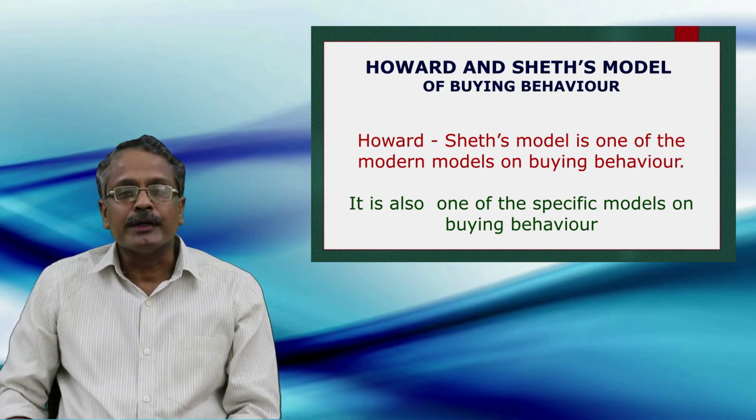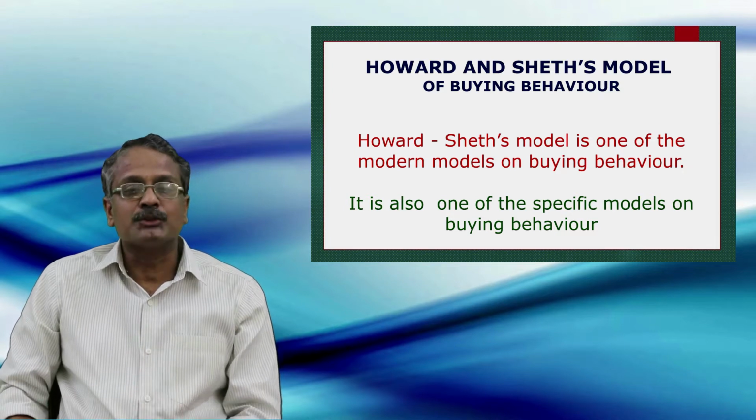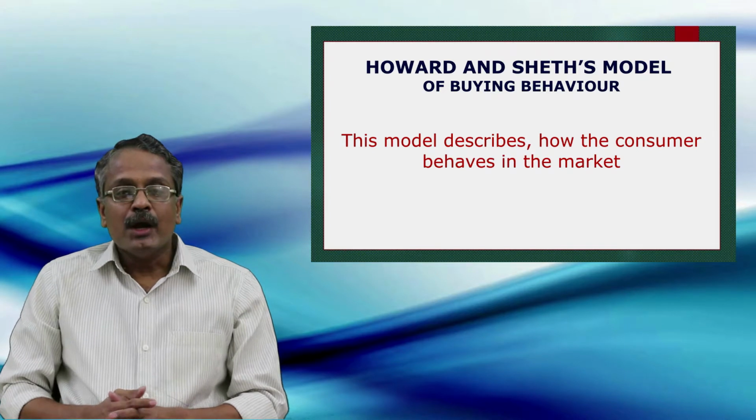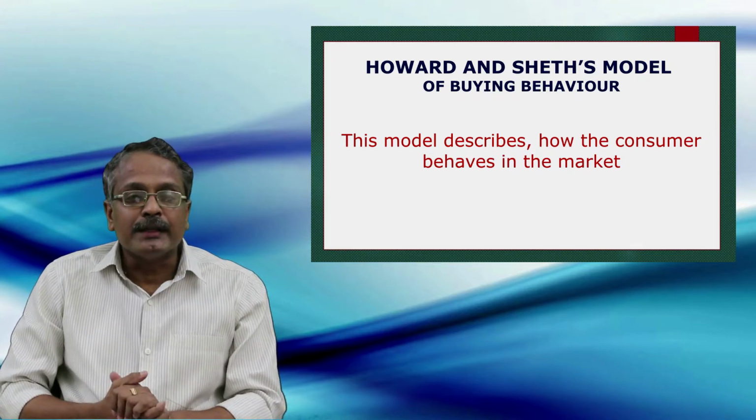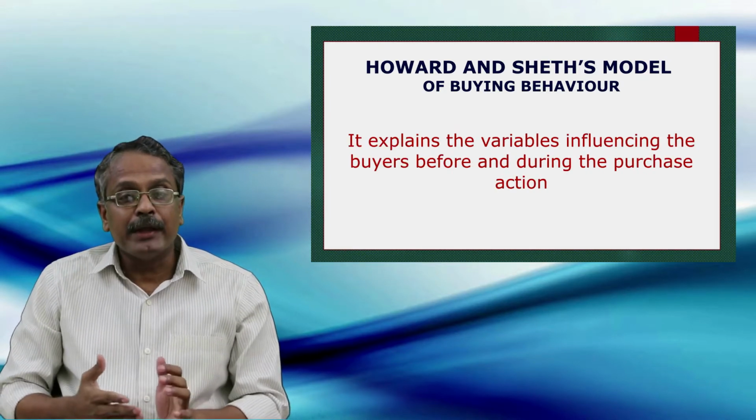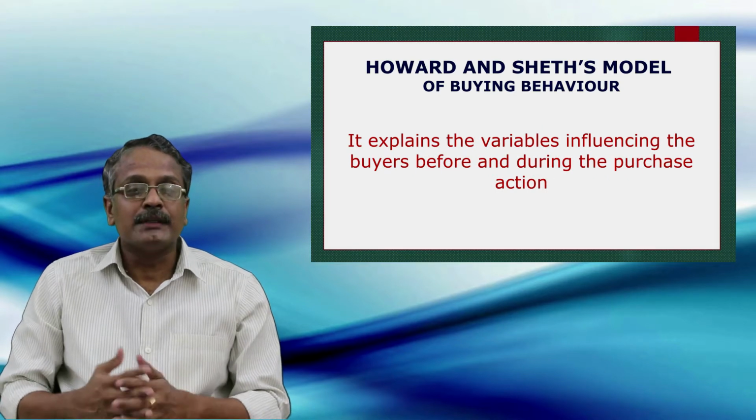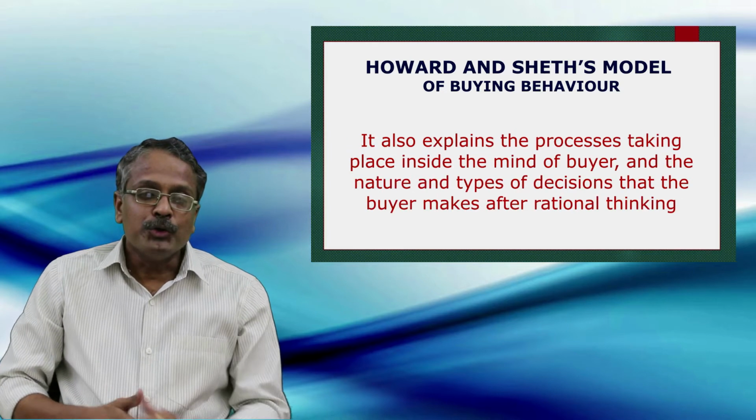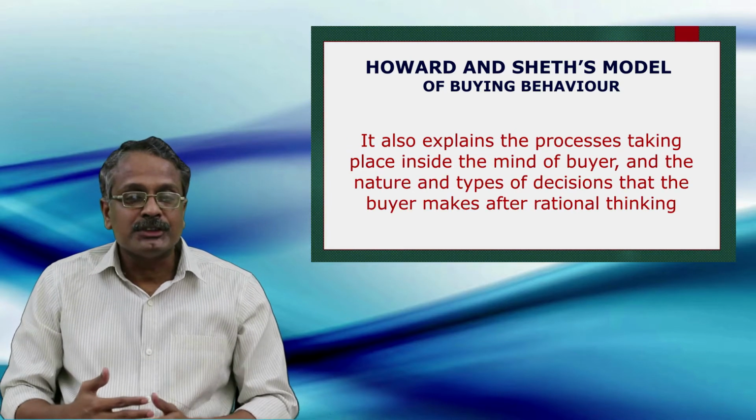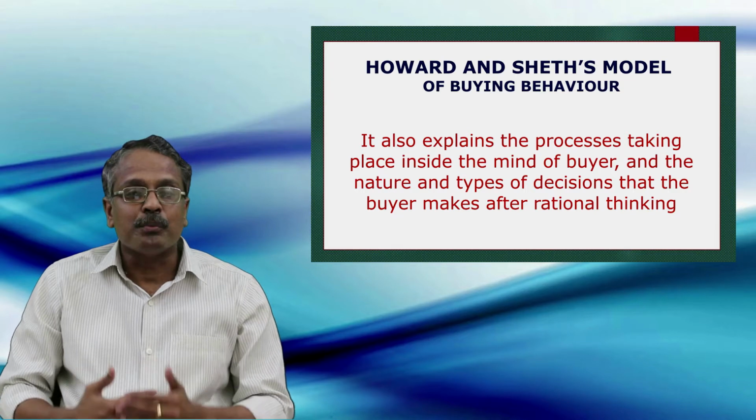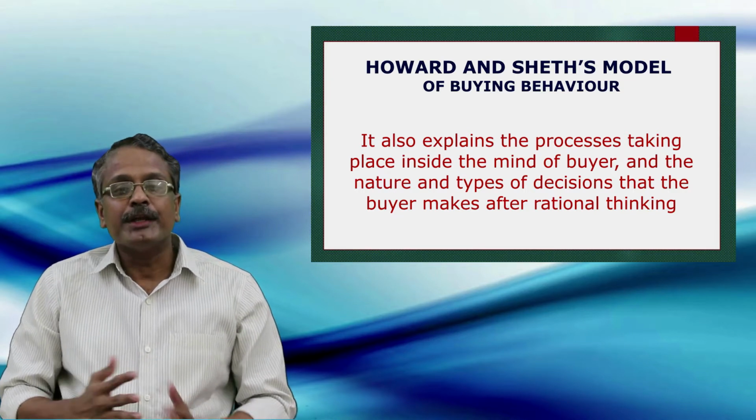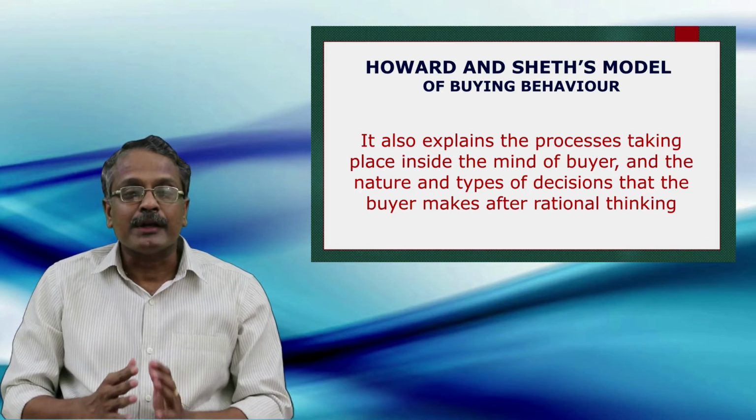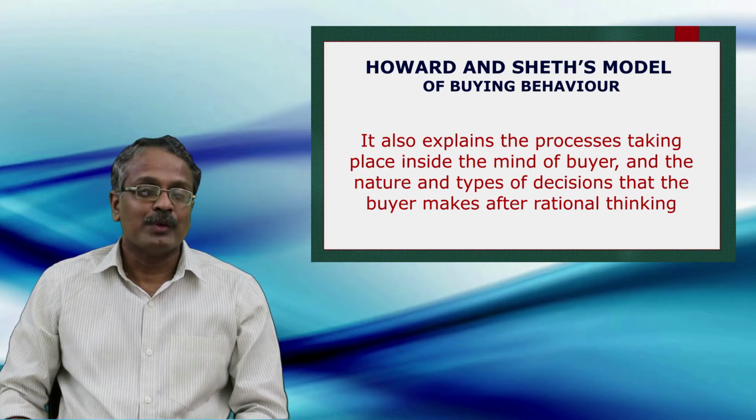It is also known as one of the specific models on buying behavior. This model describes how the consumer behaves in the market. It explains the variables influencing the buyers before and during the purchase action. It also explains the processes taking place inside the mind of the buyer and the nature and types of decisions that the buyer makes after rational thinking.